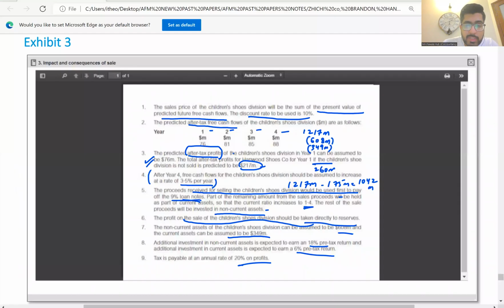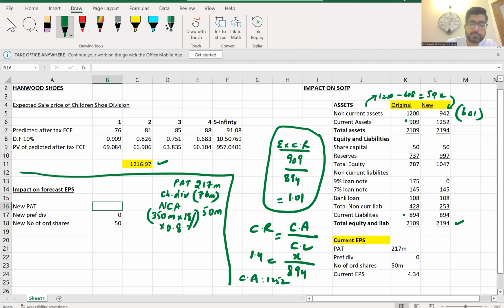Additional investment in current assets will give you a 6% pre-tax return. So in current assets, you will be getting 6% on additional current assets. What are the additional current assets? Current assets were 909. You sold 349. When you sold children division, 349 gone. So 909 minus 349, it should have been 560. But how much are they? 1252. So additional is 692 in current assets. You will earn 6%, but after tax, 20% would be gone. So 692 into 0.06 into 80%, 33.